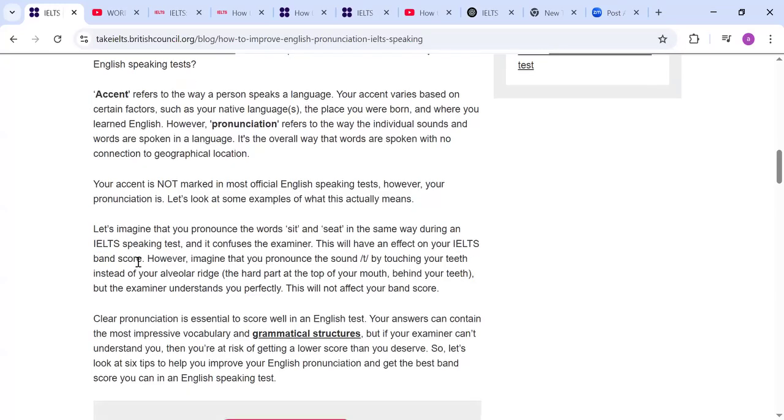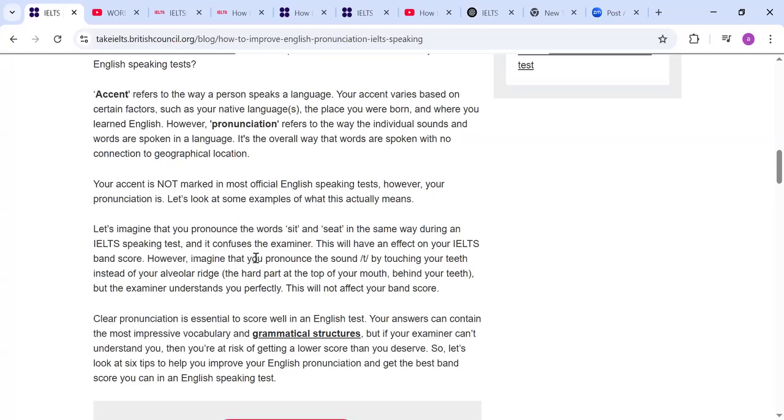Let's imagine that you pronounce the word sit and seat in the same way during an IELTS speaking test and it confuses the examiner. This will have an effect. Many people are not noticing how they are pronouncing these two words. This is a sit and this is a seat. Sometimes we pronounce the word and the examiner faces difficulty. So you need to make a difference between sit and seat. This will have an effect on your band score.